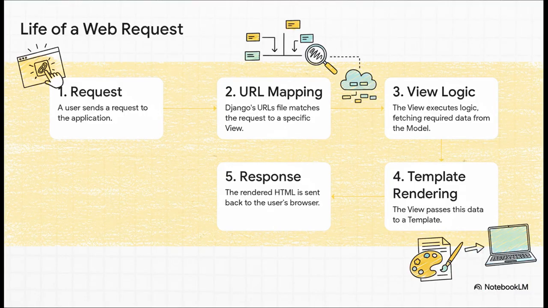1. You click a link, sending a request. 2. Django's URL dispatcher acts like a switchboard operator, looking at the URL and connecting it to the exact view that's designed to handle it. 3. That view kicks into gear, running its logic and talking to the model to get the data it needs. 4. The view takes that data and passes it off to the correct template. And finally, 5. The template gets filled with the data, becomes a complete HTML page, and gets sent right back to your browser. Boom! It's a clean, organized, and predictable flow every single time.